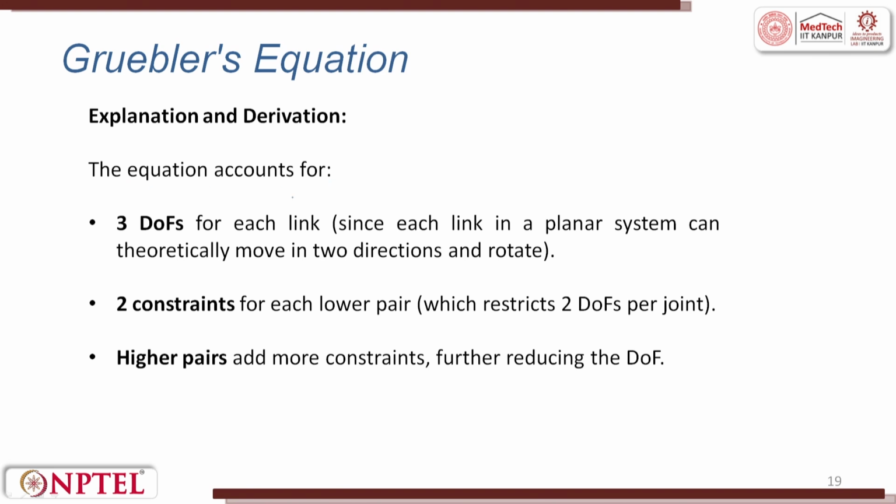The equation accounts for 3 degrees of freedom for each link, since each link in a planar system can theoretically move in 2 directions and 1 rotation. 2 constraints for a lower pair, which restricts 2 degrees per joint. Higher pairs add more constraints, further reducing the degrees of freedom.